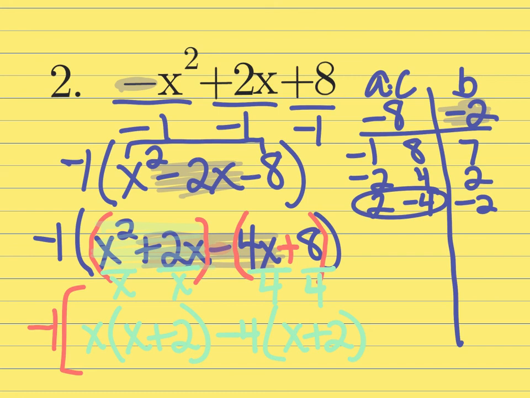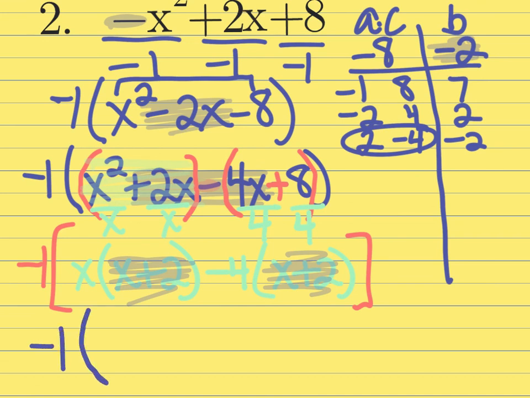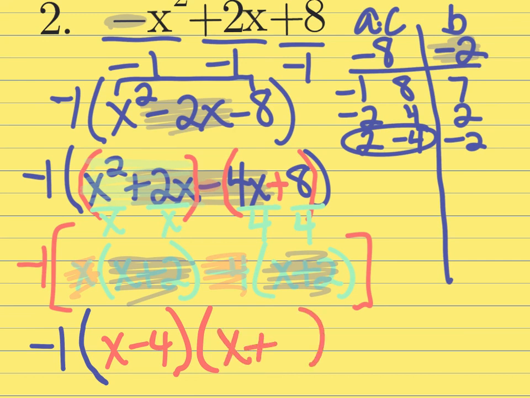A couple things hopefully you've noticed by now is the binomials inside the parentheses should be the same. That is these here, x plus 2, x plus 2. That'll always happen. So now I'm going to write my answer. So I have -1, and then I'm going to take what I factored out, the x and the -4, and group those together. And then my other set of parentheses is what they share, which is the x plus 2. And this would be my answer.